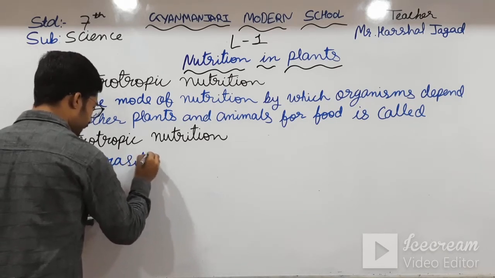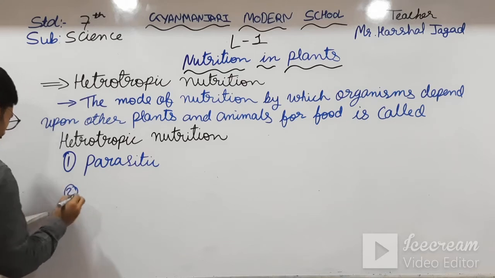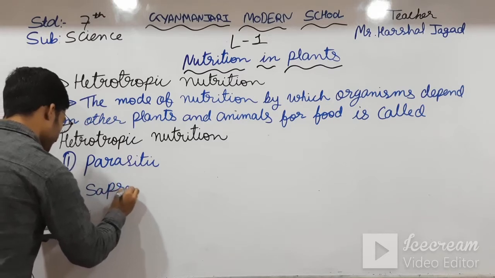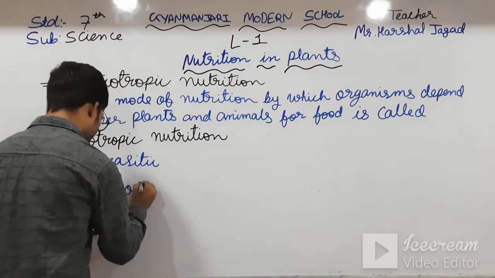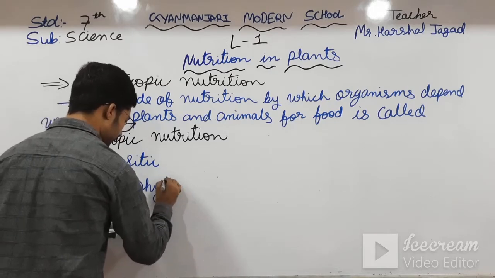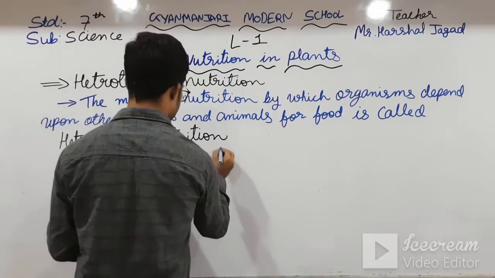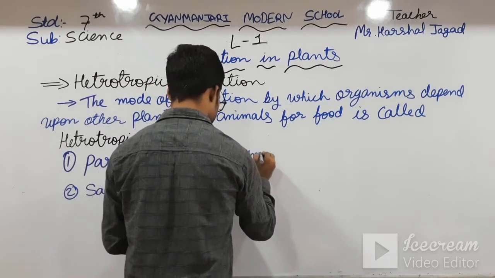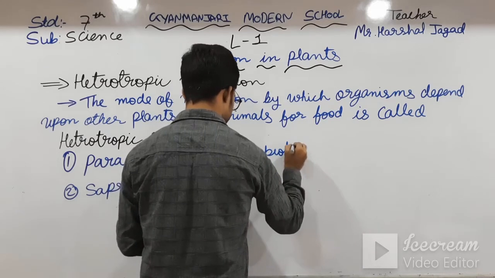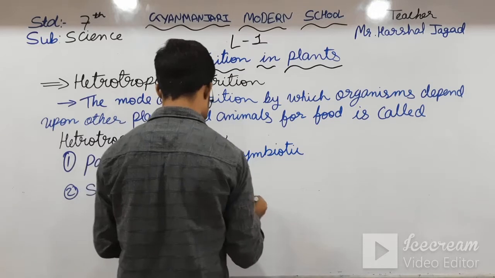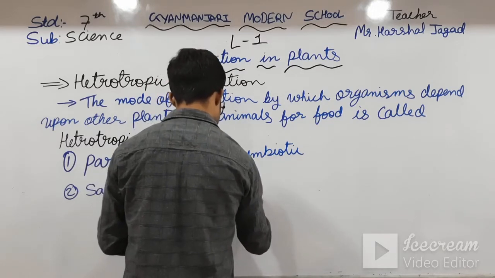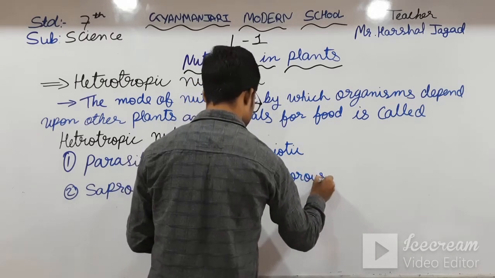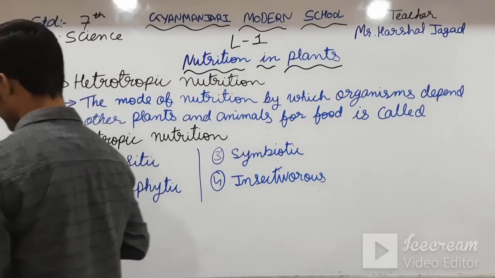Parasitic, second, that is saprophytic. Third one, that is symbiotic. Fourth one, that is insectivorous. Okay students, insectivorous.